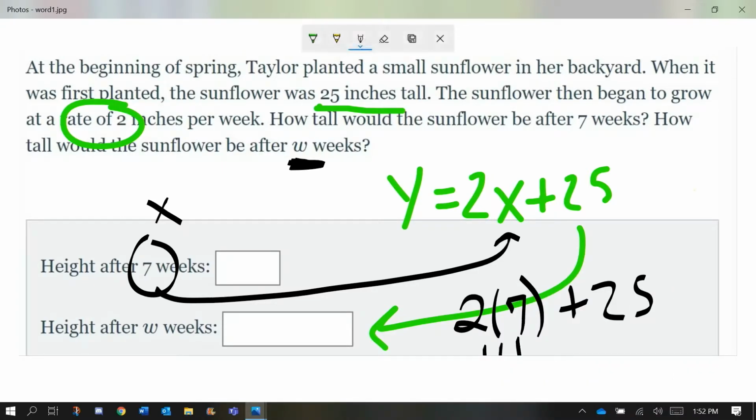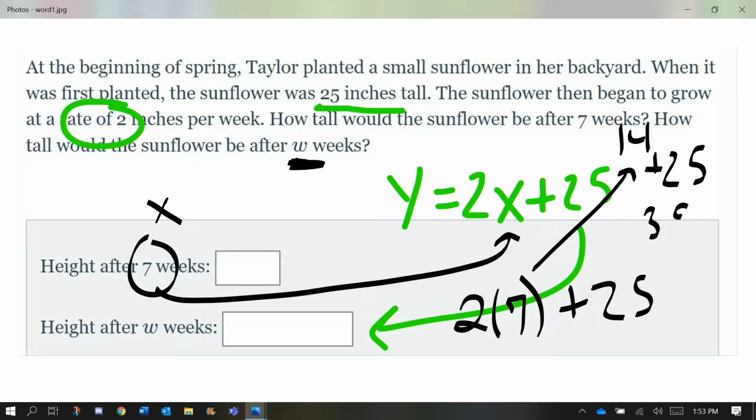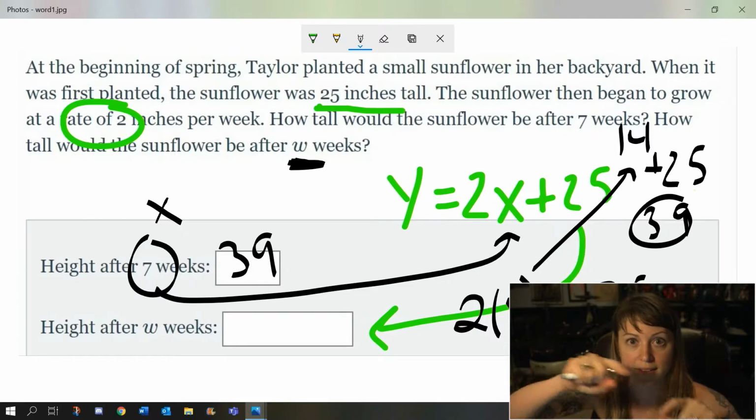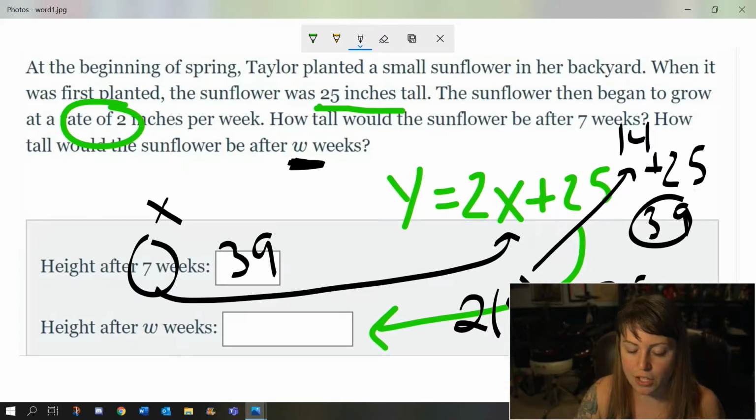Oh, I'm running out of space. Let me bring it back up here. So if I have 2 times 7, that's going to be 14 inches, plus the 25 inches that it was already at, it's going to be 39 inches tall after 7 weeks. Okay? So really all you need to remember here when you're looking at word problems is where did it start at? What is it changing by? That's your line, and then you can just put it into your equation.